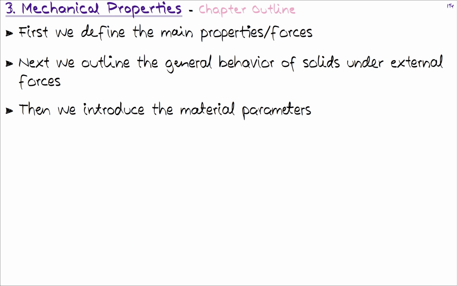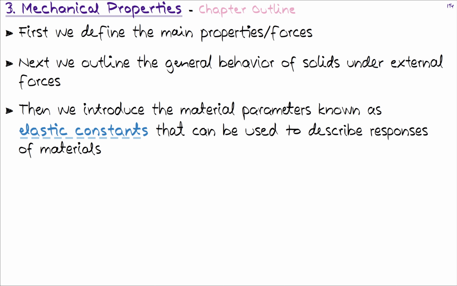And then we will introduce some material parameters, mainly the elastic constants, and then we will introduce approaches that can be used with these elastic constants to describe the responses of materials. So elastic constants, that's when the deformations are still repeatable, so that the object returns to its original shape and size after the applied stress has been reduced to zero. That's the regime where we can apply elastic constants to understand the properties of materials.